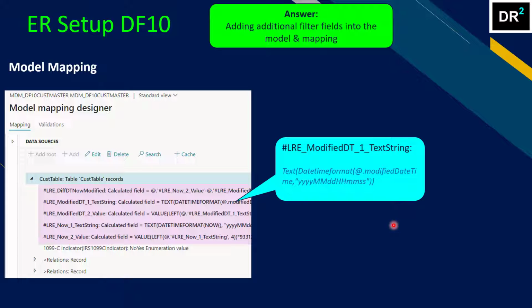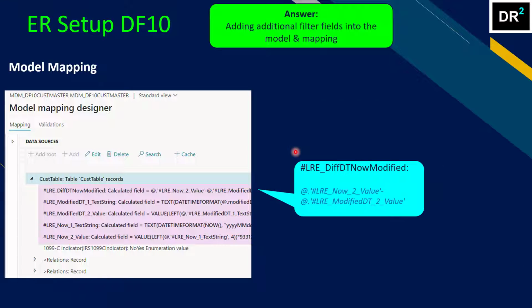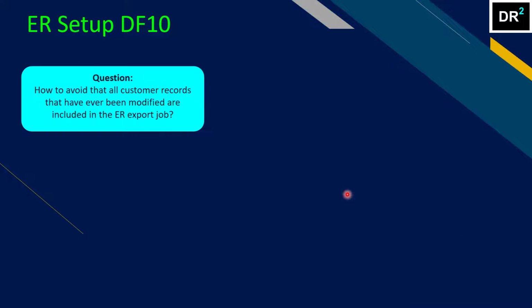And this value can then be compared with the modified date time string that I convert also in a value. So I really can get the time difference between the system time and the modified date time of a data record. And then I say, okay, then I filter the cast table for those records that have been created within the last 15 minutes. And this element is then bound to the record list. That's the trick.